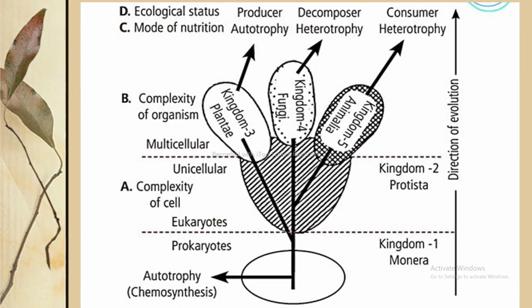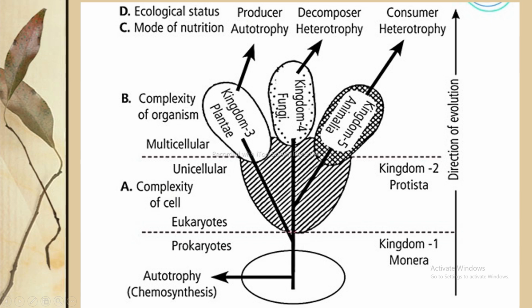So, this is the first kingdom, kingdom Monera, which includes prokaryotes, and autotrophy is by chemosynthesis. And next comes the kingdom Protista. This is the direction of evolution. Kingdom Protista includes unicellular organisms and eukaryotes. This is the complexity of the cell.